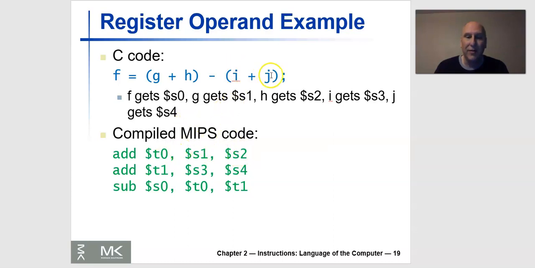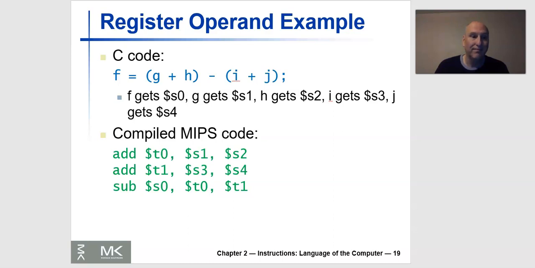Now you handle this second parenthesis. So add again, it'll go into a second temporary, T1. S3 is a source for I, S4 is a source for J. And then finally, now that you got all those parentheses taken care of, now it's time to subtract. Here's the sub instruction. S0 is your destination, that's what F gets. And you're subtracting T0, which has G plus H, and then minus T1, which is I plus J.